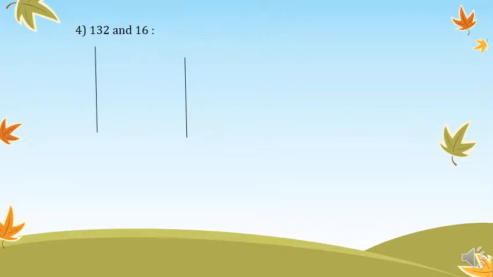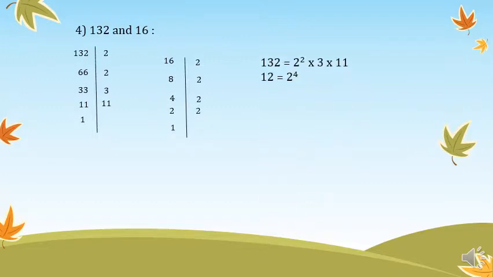Part 4, 132, the same. I will decompose it. Okay, 33 divided by 3 gives me 11. By 11, 1. 16 is an even number, divisible by 2. So I divide it by 2 and it gives me 8. Divided by 2, 4. By 2, 2. By 2, 1. Let's write them down.